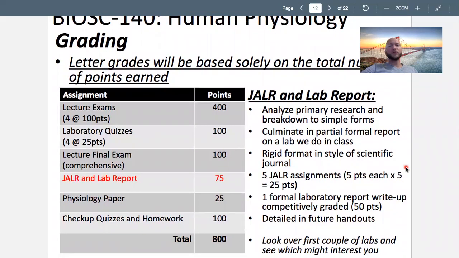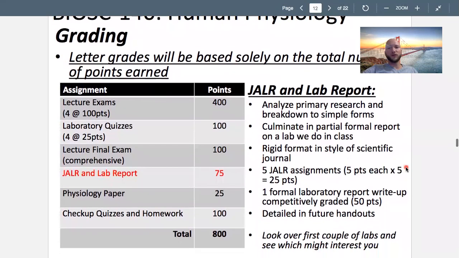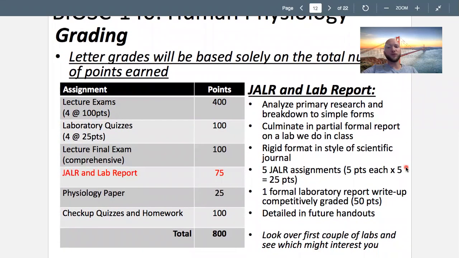And then you'll write up a report. You're going to do an introduction, a results, and a discussion just like a research paper for one of our laboratory assignments. You're going to take one of the labs that we do, and write up an introduction, a results and a discussion just like you're submitting it to a scientific journal. And that is the laboratory report.